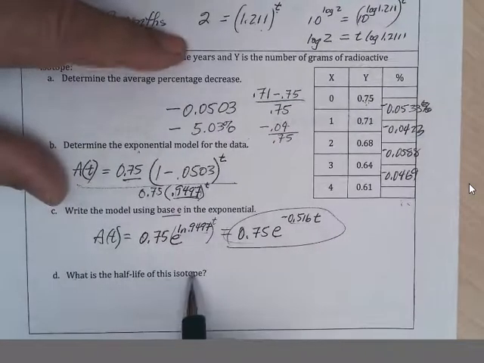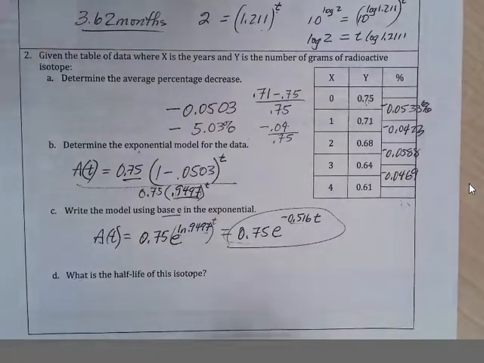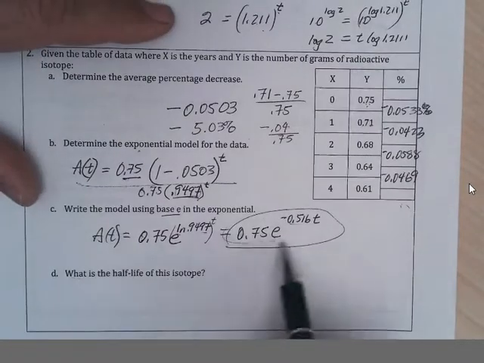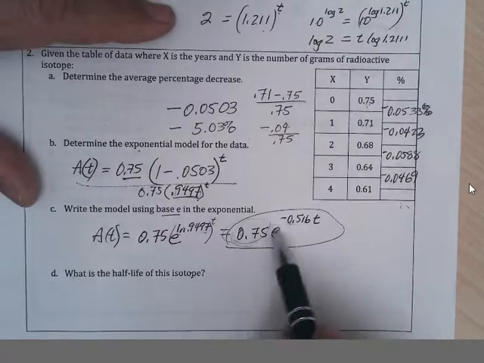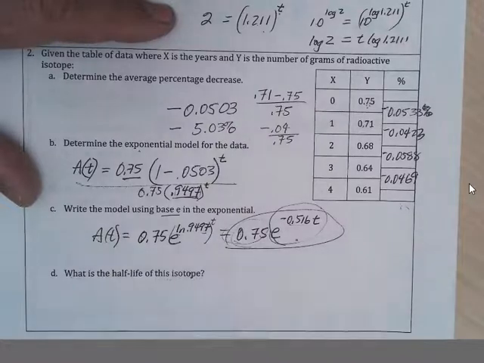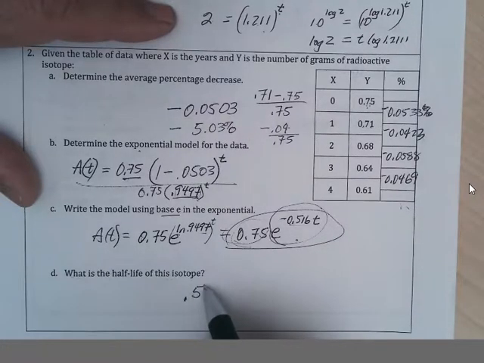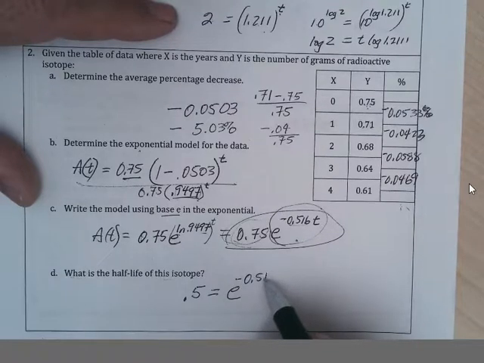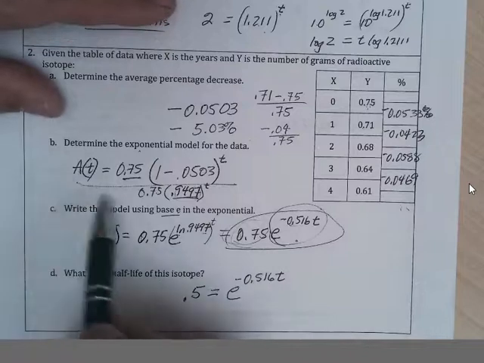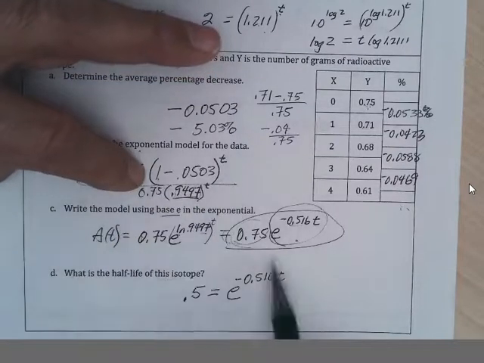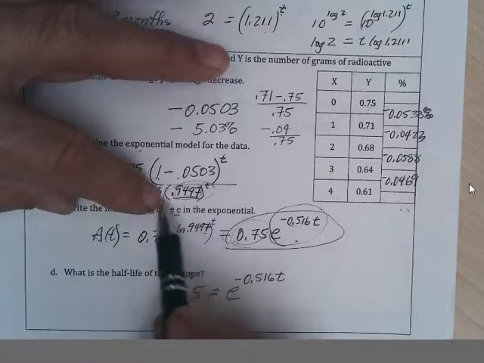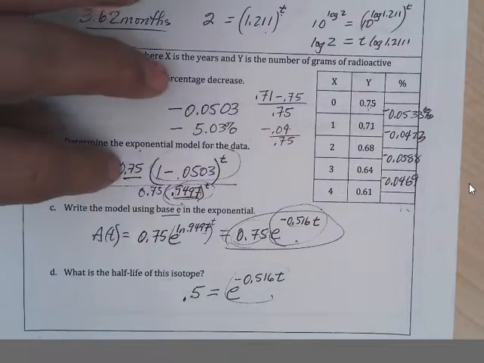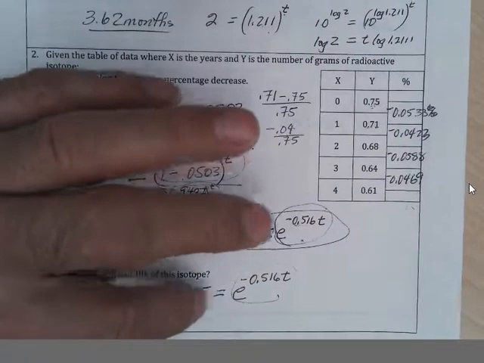And what is the half-life of this isotope? So this is something that's decaying. So the half-life, we just want to know when whatever we started with turns out to be half as much. So this part has to be a half. So 0.5 has to equal e to the negative 0.516 t. And whether I use this or this or this, they all have to equal a half of the starting amount.